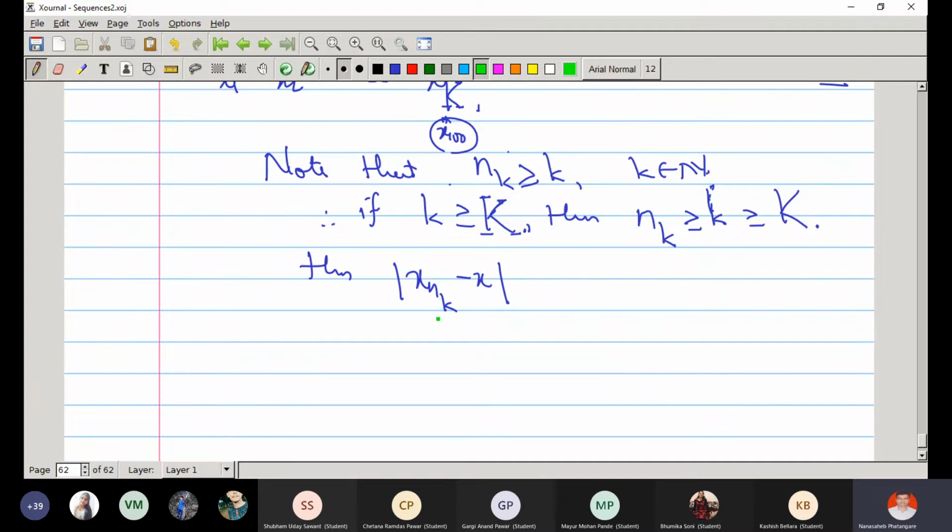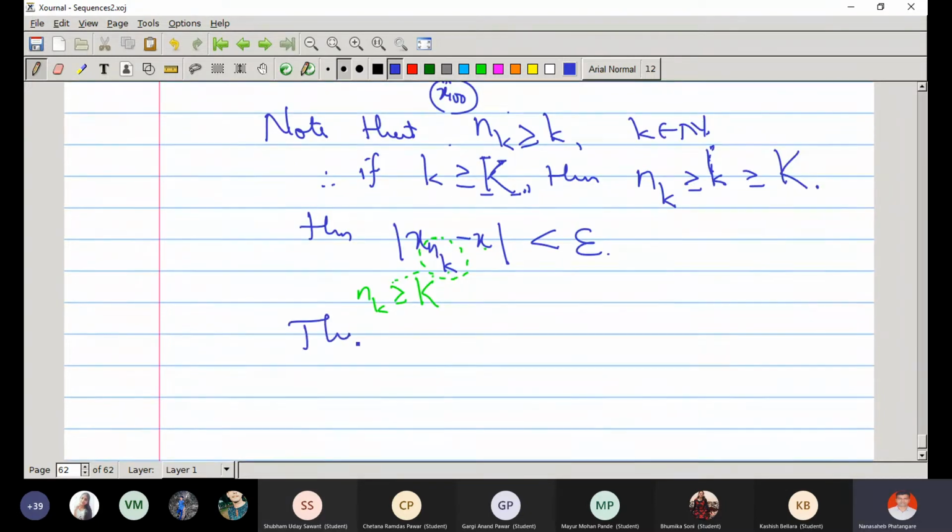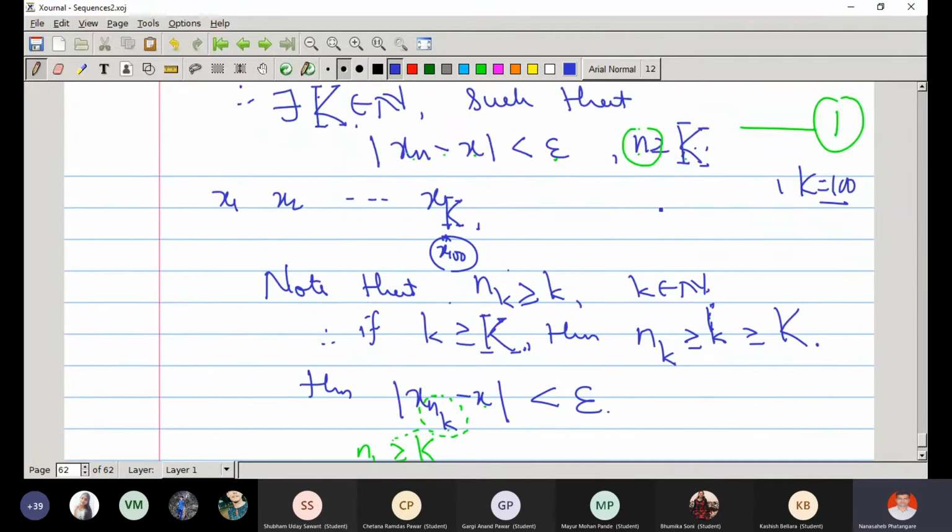So what is the suffix here? The suffix here is nk, and nk is definitely greater than or equal to K, right? Is it clear? And therefore the corresponding term, its distance from x, is it less than epsilon? Can I say this? Yes. Thus, what we got here is that x_nk minus x is less than epsilon for all k greater than or equal to this particular K which we found for xn.